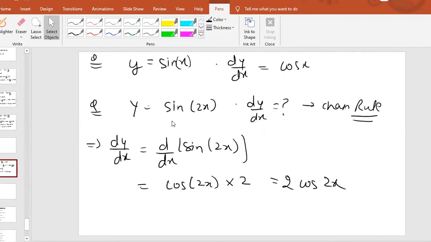But in some cases, if it is sine of 2x, which means inside the sine function we have 2x, but we have to differentiate with respect to x. To solve this type of problem, first of all we consider two different functions, sine and 2x. First differentiate sine with respect to x. The differentiation of sine is cos, and the angle is 2x, so write cos 2x. Then go inside the bracket and differentiate 2x with respect to x. The differentiation of 2x with respect to x is 2. So the answer would be 2 cos 2x. Okay, understand?